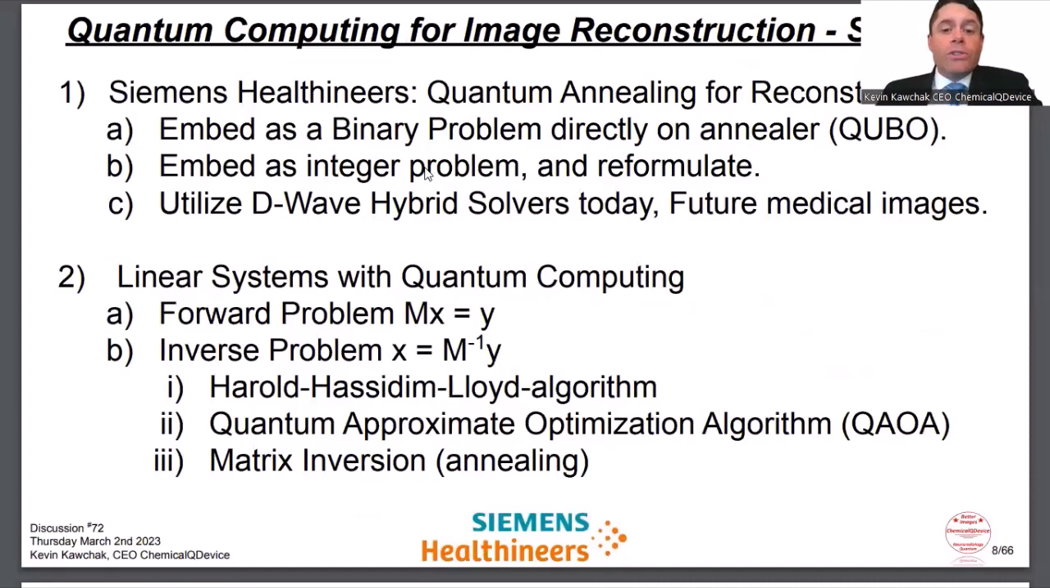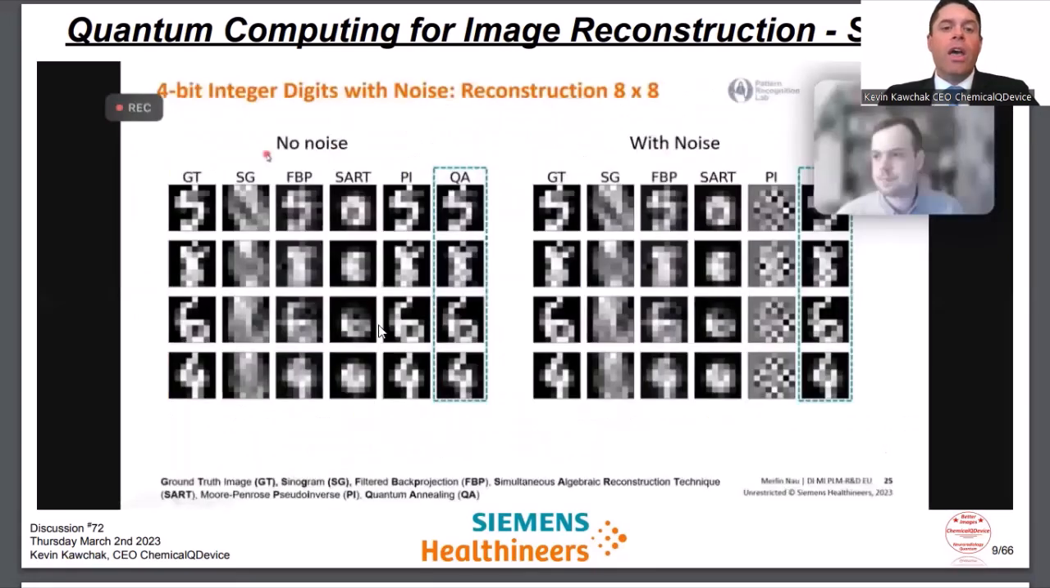So this week there was a Siemens Healthcare. Actually, they call themselves the Healthineers, and in specific, it's using quantum annealing, this QUBO, and then with QUBO on the way for a reconstruction algorithm. So they're using D-Wave's hybrid solvers, and then there's different linear systems. So there's the forward problem, and then you also have the inverse problem. So for the inverse problem, the Harrow-Hassidim-Lloyd algorithm, HHL, that's more for gate-based, and then you have matrix inversion for annealing.